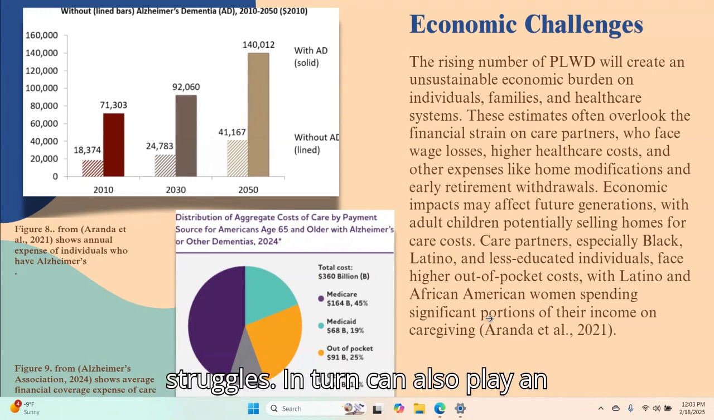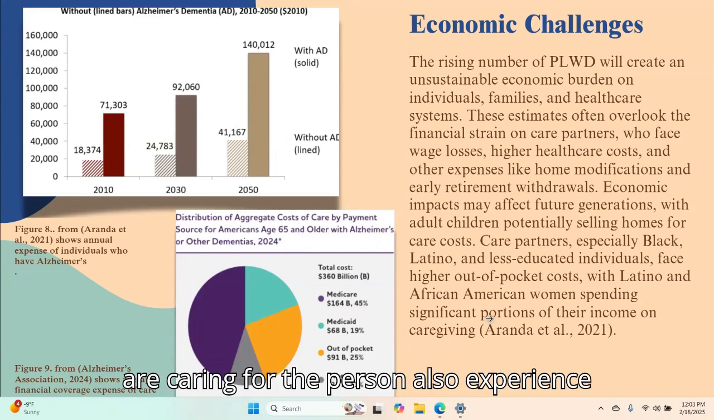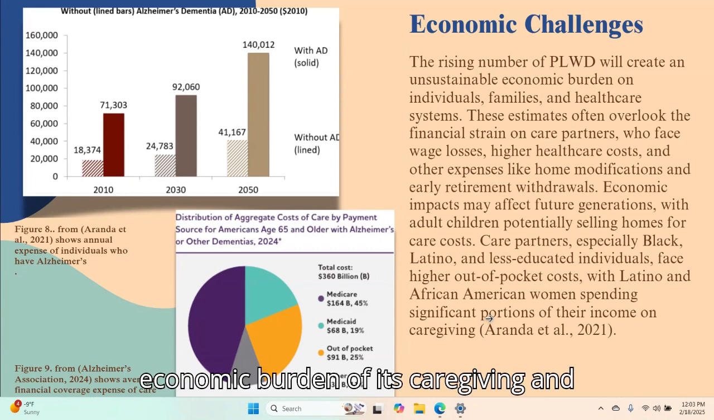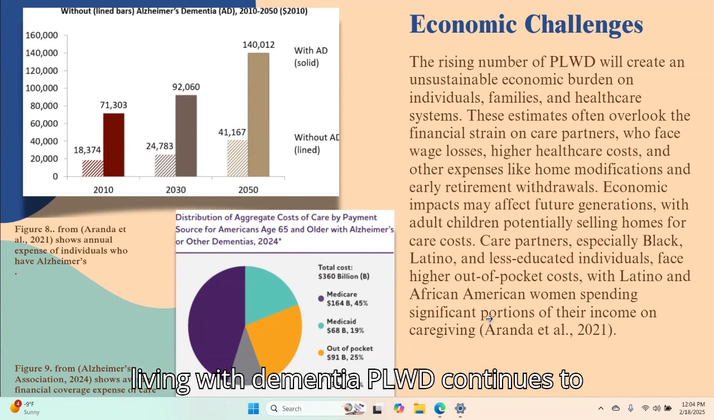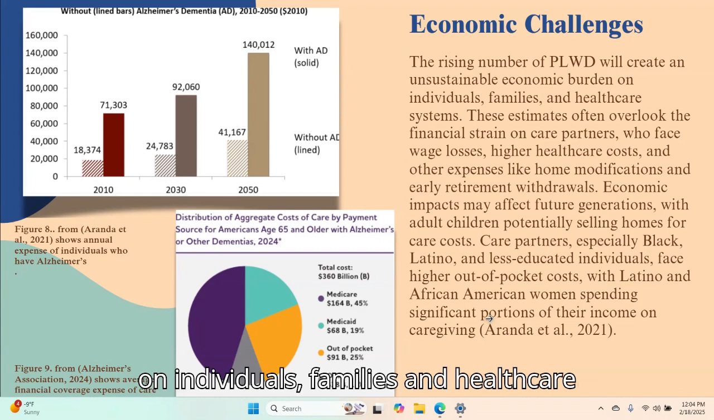In turn, this can also play an effect on their caregivers who are more reliant, such as families caring for the person, who also experience the struggle of being the one who has to initially pay out of pocket. Now, the economic burden of caregiving and long-term care expenses is a growing concern, especially as the number of people living with dementia, PLWD, continues to rise. The rising number of PLWD will create an unsustainable economic burden on individuals, families, and healthcare systems.